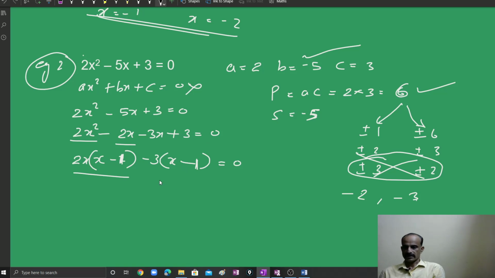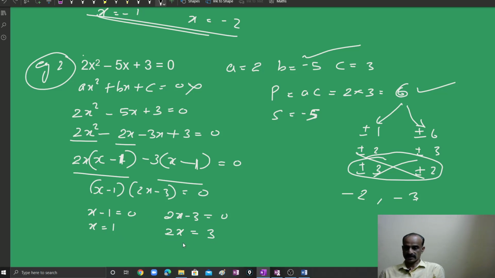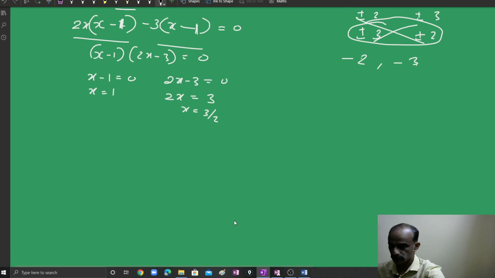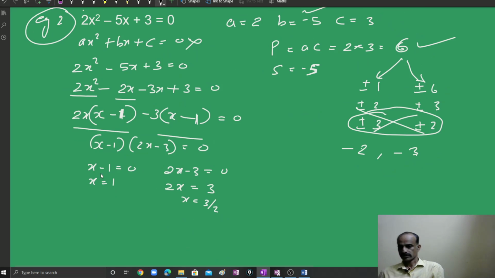So now we compare these two. There is something common. x minus 1 is common into 2x minus 3 equal to 0, or x minus 1 is equal to 0, or 2x minus 3 equal to 0. x is equal to 1, or 2x is equal to 3, x is equal to 3 by 2. So there are two solutions. The solutions are x is equal to 1 and x is equal to 3 by 2.